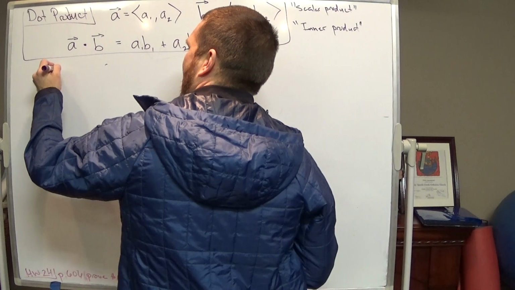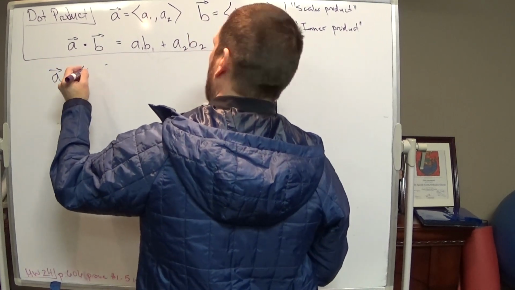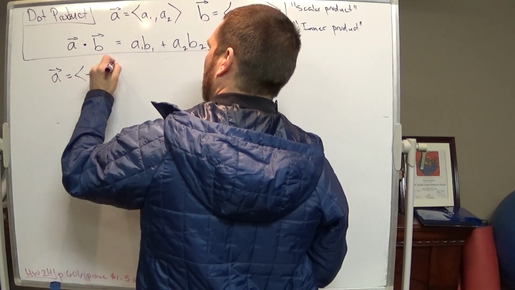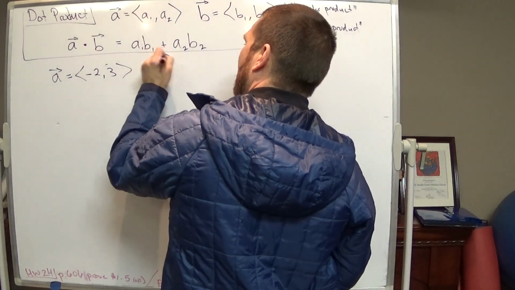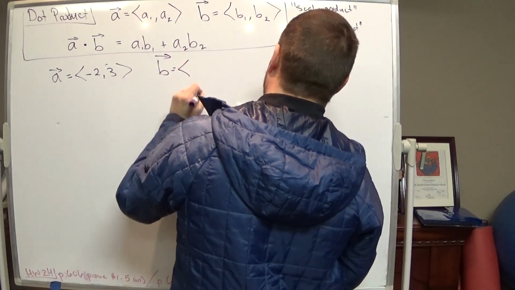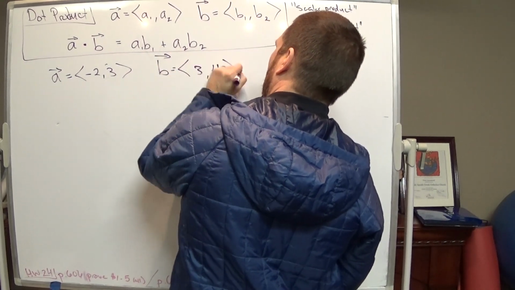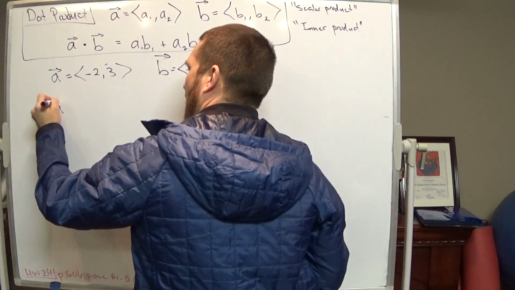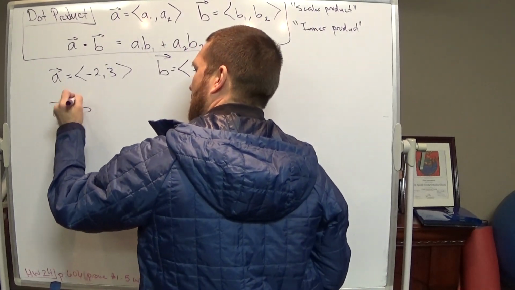Let's let A be the vector -2, 3. And let's let B be the vector 3, 4. Let's compute A dot B.